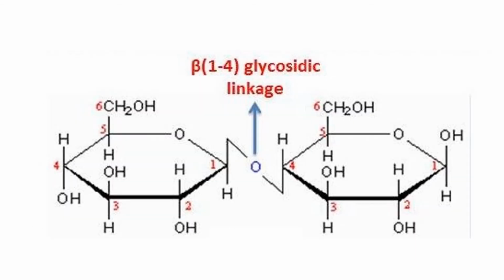That's called beta 1,4 glycosidic linkage. First ring carbon number 1 and the second ring carbon number 4, and the beta means their hydroxyl group on carbon number 1 should be on the upper side. So that's why it is called beta 1,4 glycosidic linkage. Understand?